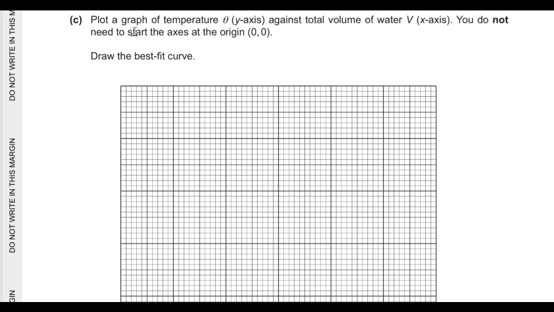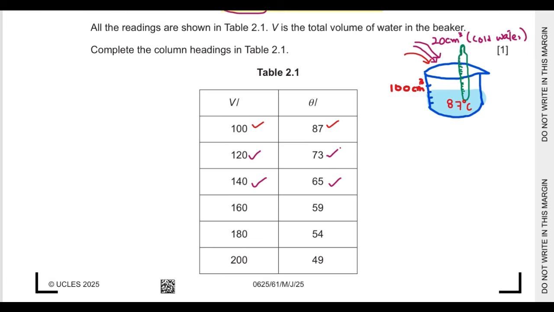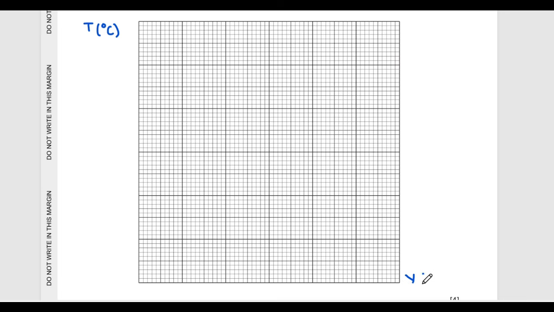C part says plot a graph of temperature theta on the y-axis against the total volume of water V on the x-axis. You do not need to start from the origin. Draw the best fit curve. So we have to draw this table on the graph that is shown. On the y-axis side, we are going to take temperature in degrees Celsius, and on the x-axis of the graph, we are going to take volume in centimeter cube.